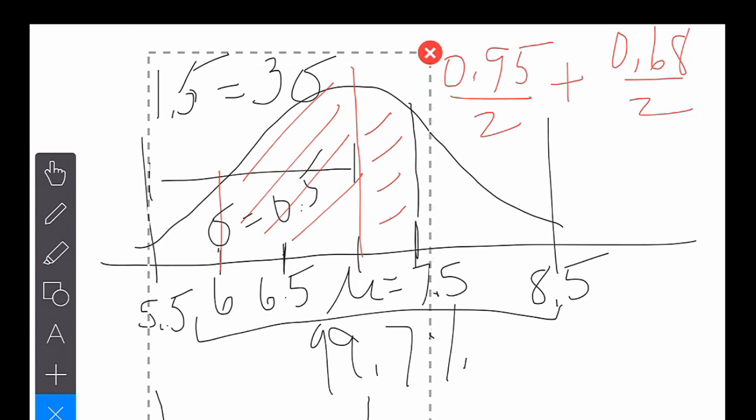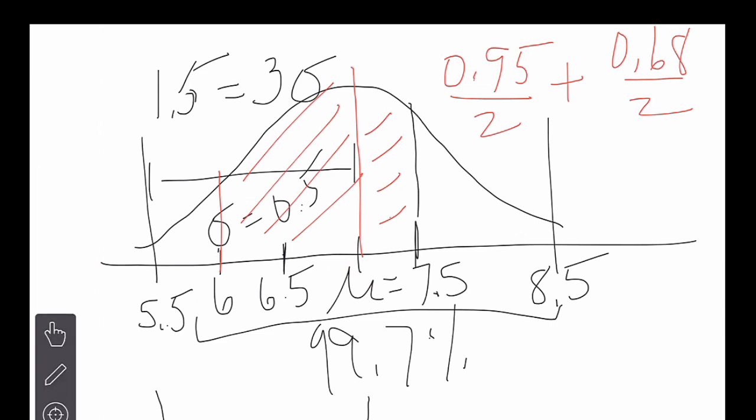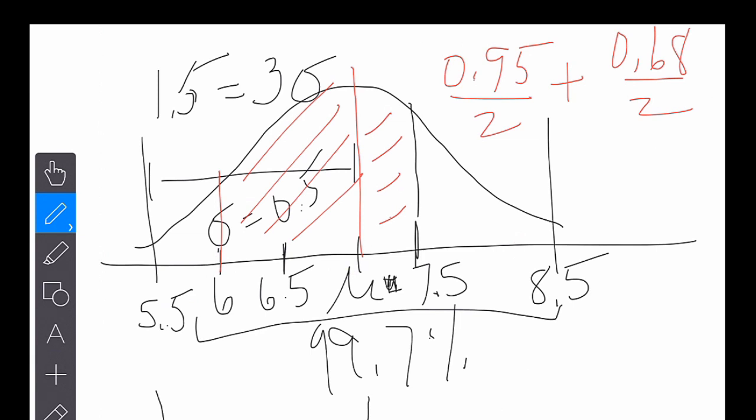I just want to delete this equal sign. Not easy. Anyway, ignore that. Okay. Any questions? So you're going to get whatever that is.